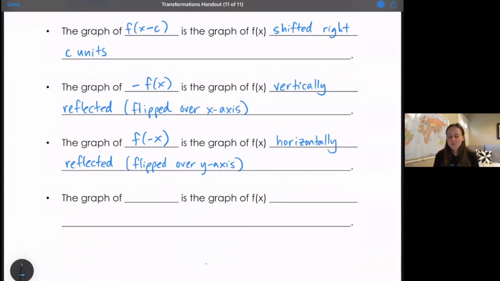So our last transformation is going to be multiplying by a number. I'm going to say a times f of x, and we're doing this on the outside. And this is going to be the graph of f of x vertically shrunk or stretched. So it's going to be vertically, let's say stretched first.